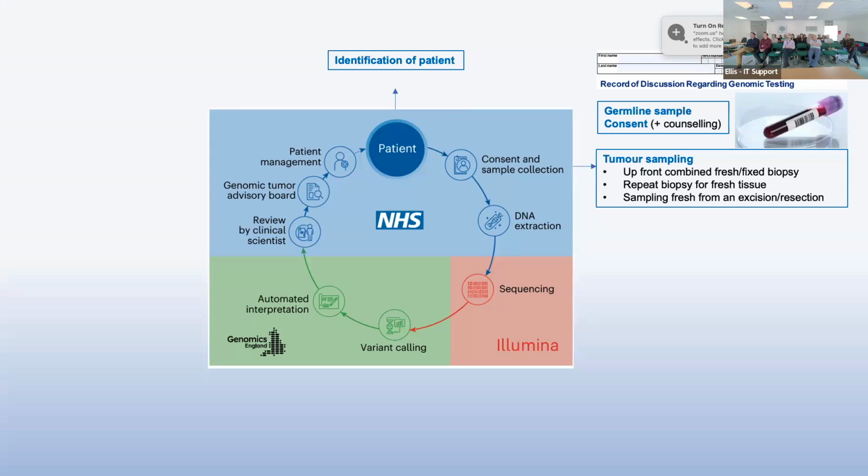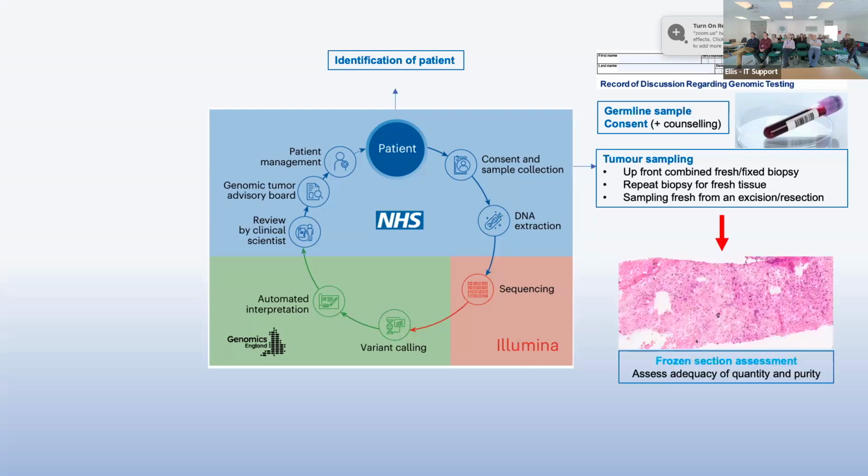And then we need to take a germline blood sample and then sample the tumor, which is where you come in. After that, we will assess it in the lab. I'll talk a little bit about how we do that. And then it gets sent away for sequencing at Illumina. We do a particular type of sequencing called short read, shotgun sequencing.